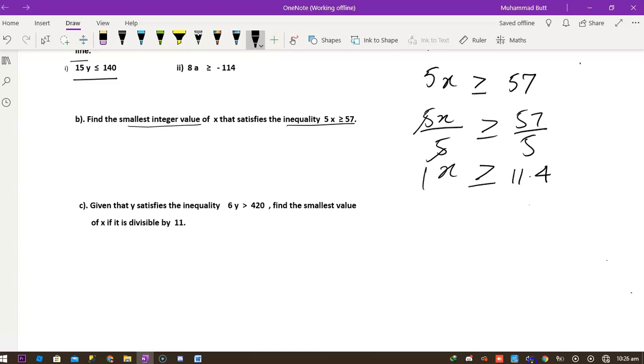So now the solution shows that x is greater than or equals to 11.4, and you have to find out the smallest integer value of x that satisfies the inequality. It means that it should be according to this inequality. You have to find out the smallest integer value. Now, what are the integers? Integers do not include the decimals or fractions. So the integer which is greater than 11.4 is 12.